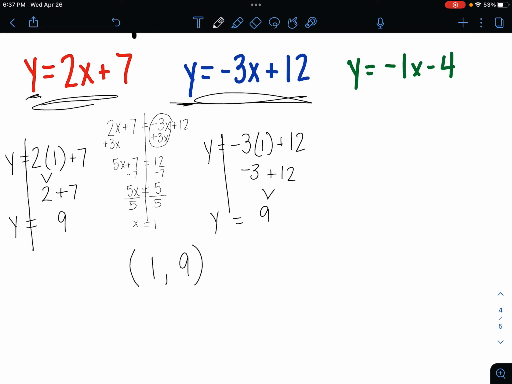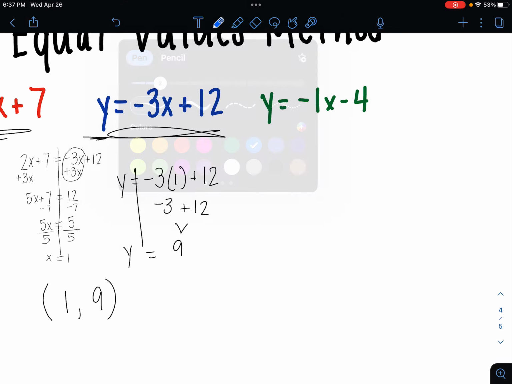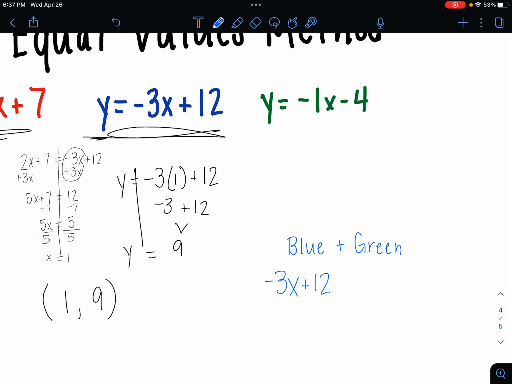All right, that was our red and our blue equations. Now we can do the same thing and test out blue and green this time. Again, I'm assuming that y is the same, so I'm going to take those two equations. The blue one is negative 3x plus 12 and the green one is negative 1x minus 4.